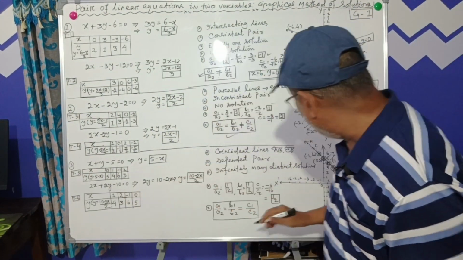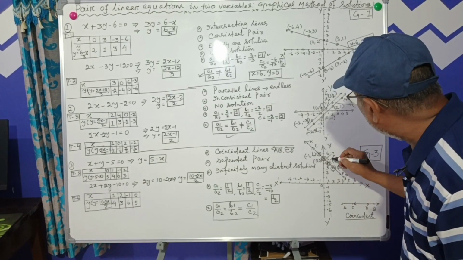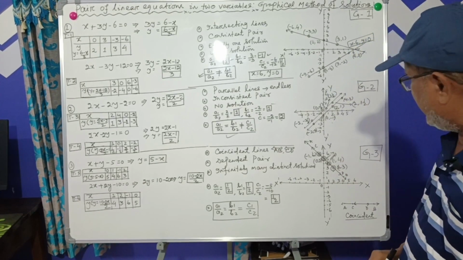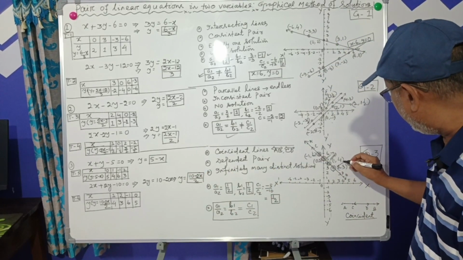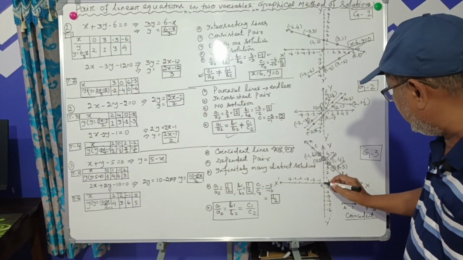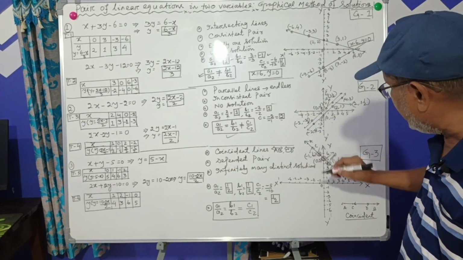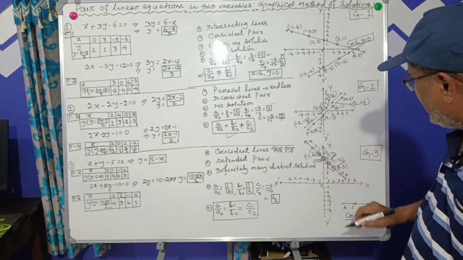So now see 1, 4. This is 1 and this is 4. This is already taken. Then 2, 3, this point we have already taken. Now see minus 1, 6. This is minus 1, 6. We have already taken this point. And 0, 5. This is 0 and this is 5.